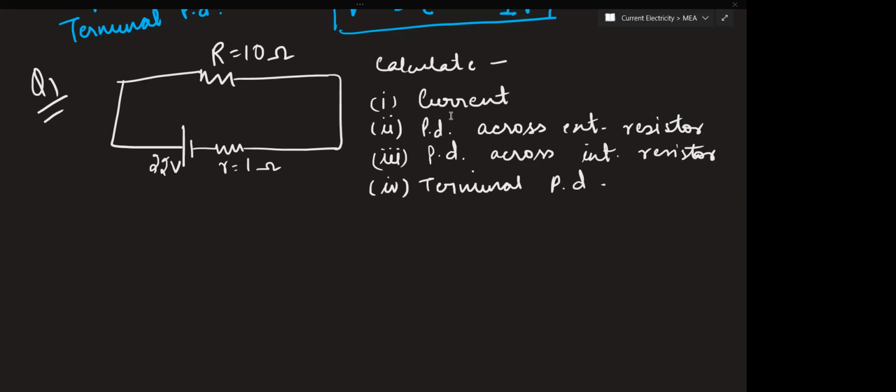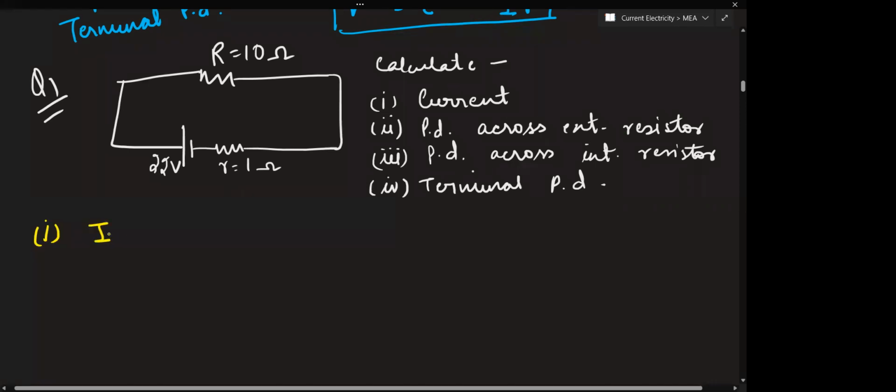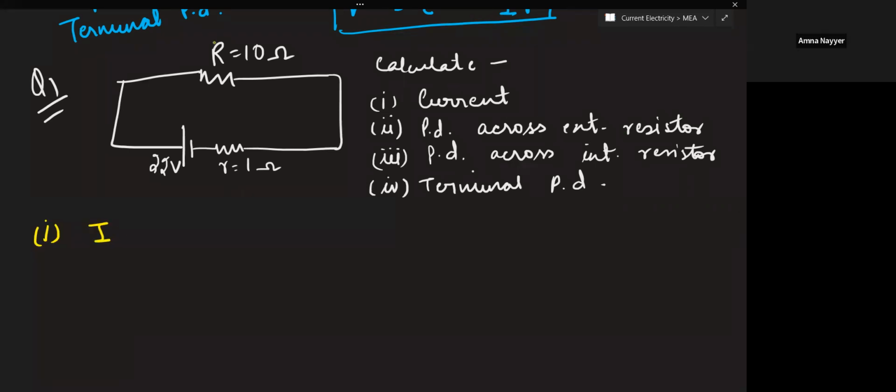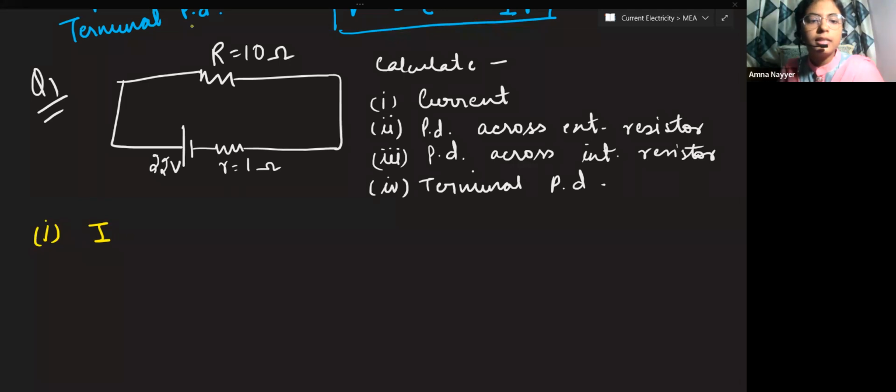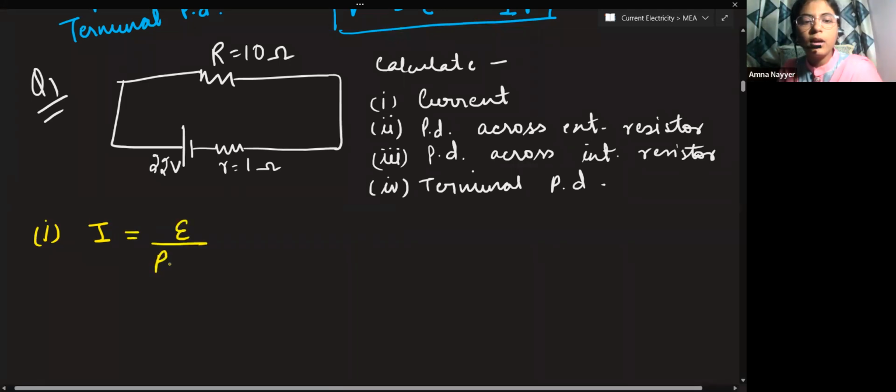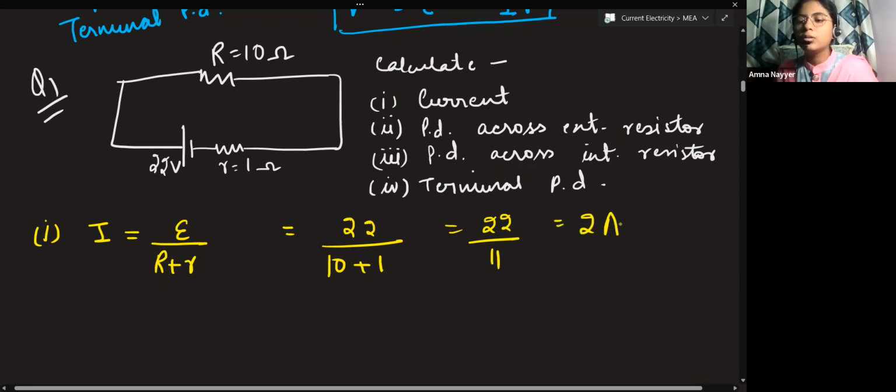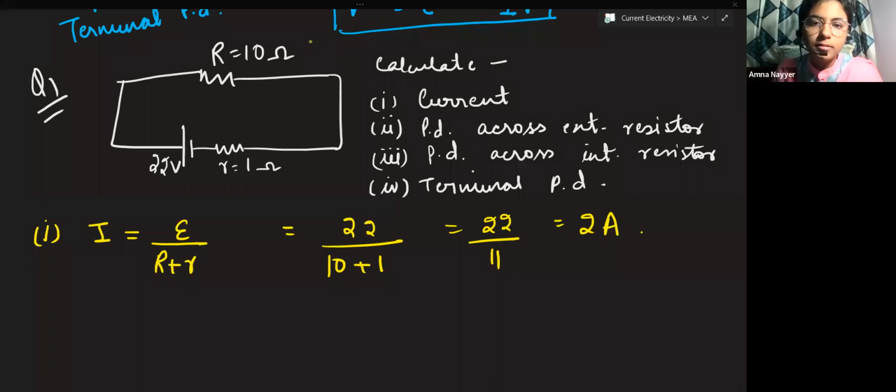See, first part, let's discuss then. Current is given how? Current is given in this manner. Current is EMF divided by sum of all the resistance. Whether it was R1, R2 or any resistor given, sum of all the resistance gives you. EMF is 22, this is 10 and this is 1. So you get 22 divided by 11, which is 2 ampere. Anya, is this clear? Did you see wherever you were committing errors? Yes, ma'am.